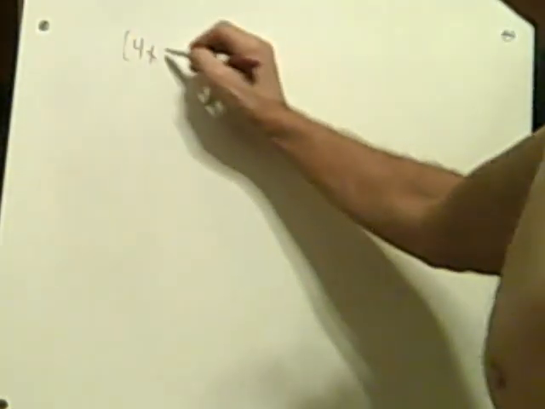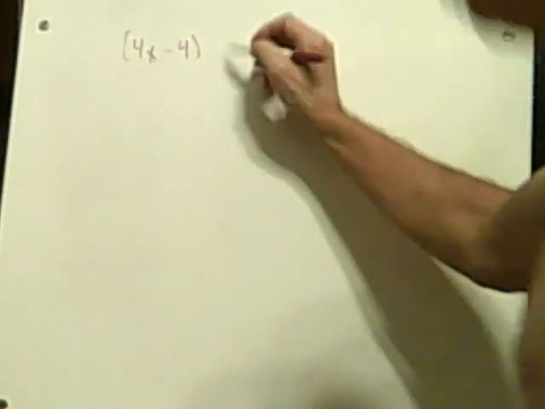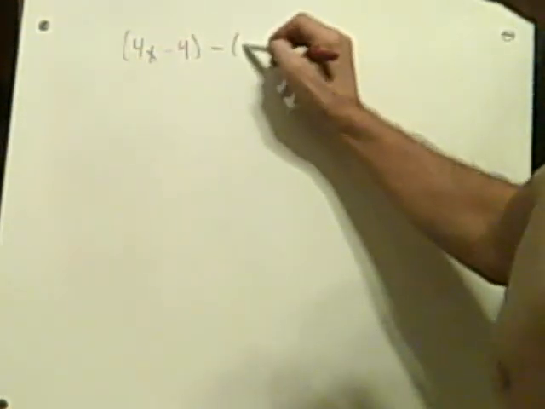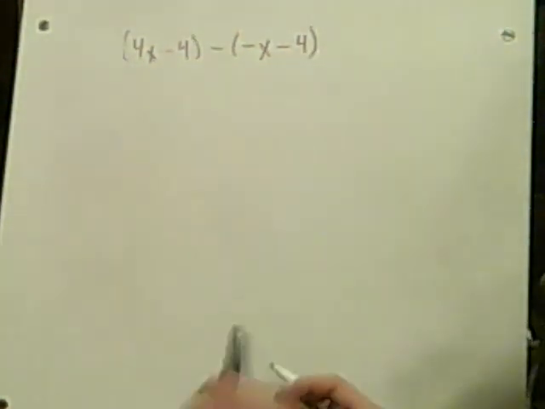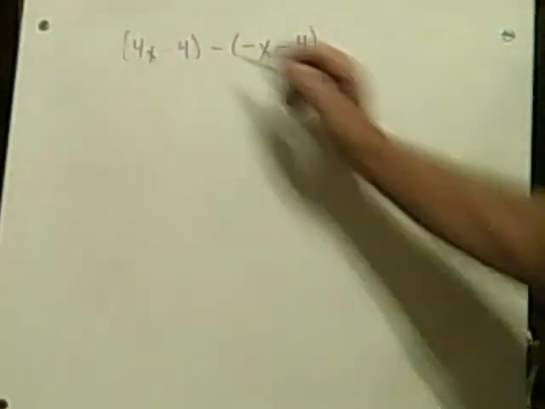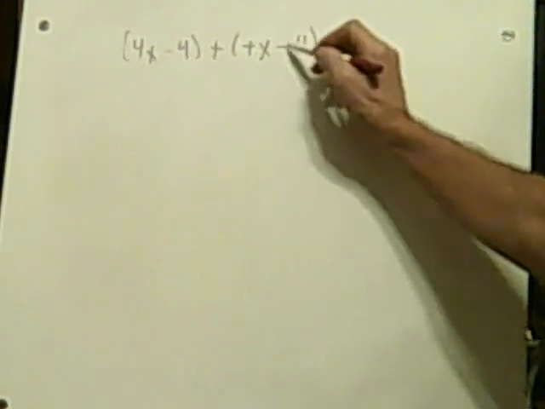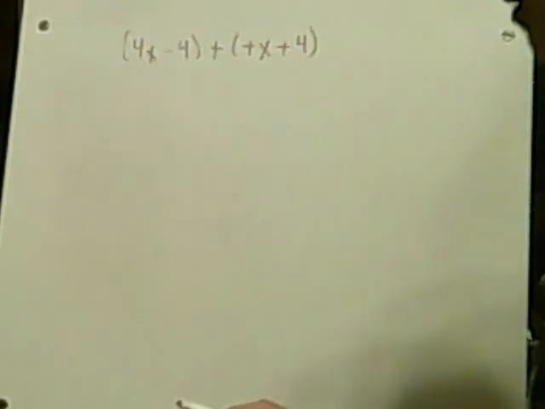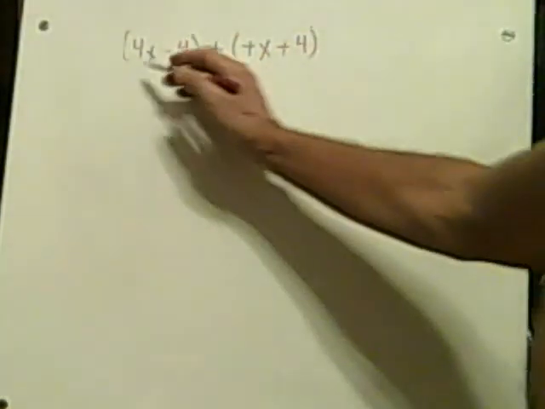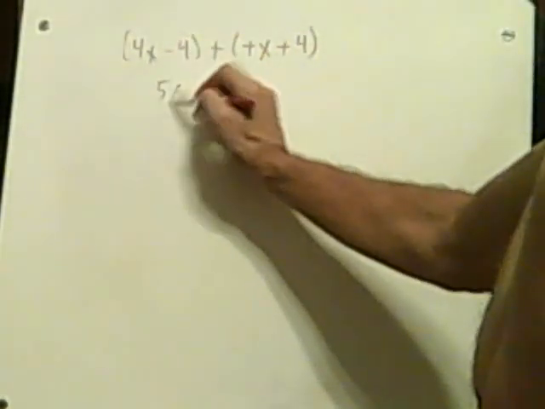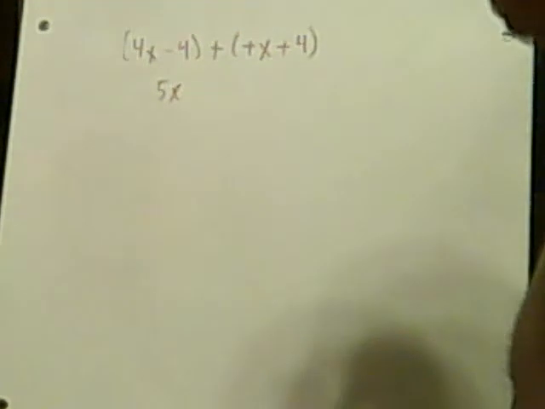Okay, the next one. 4x minus 4 minus negative x negative 4. Okay, now before proceeding with this, it might help to do a little simplification simply by turning this to a plus, turning that to a plus, and turning that to a plus. So we don't have to deal with as many negatives in our head. Okay, so now it's easier. 4x plus x is 5x. Negative 4 plus 4 is 0. The answer is 5x. And that's 52. And wow, we're done.